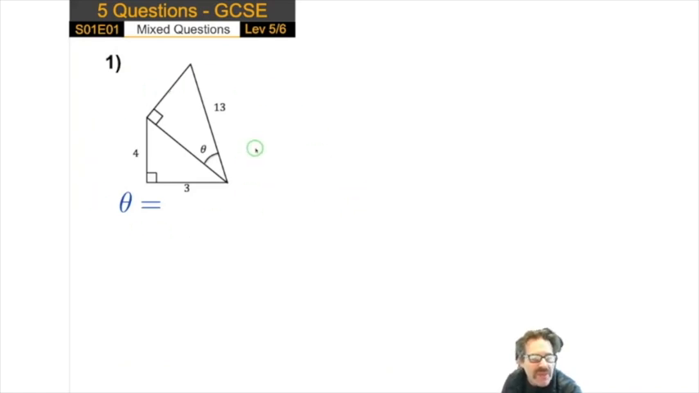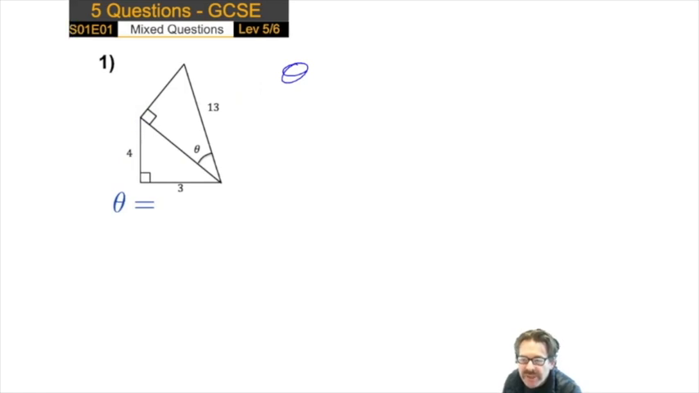So this question here is not as easy as it might at first look, because we've got to find this angle here, which we call theta. That's a circle with a line through it, theta. We've got to find the angle. But for any triangle, and if we look at this top triangle, let's see if I can just draw around it so we can see what we're looking at.